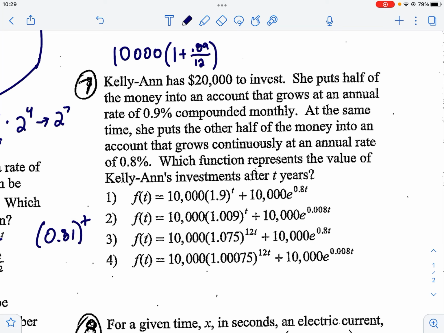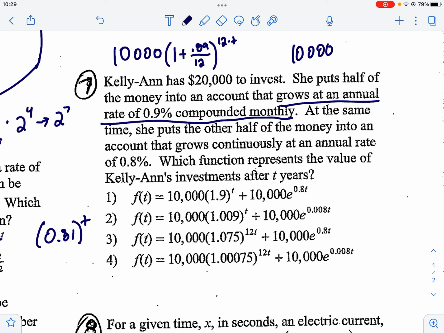All of that is raised to the number of compounding times the number of years. So in this case, it would be 12 times t. So that's the first part of her account that's growing at an annual rate of 0.9% compounded monthly. The second part, the other half of her money, she puts into an account that grows continuously at an annual rate of 0.8%.